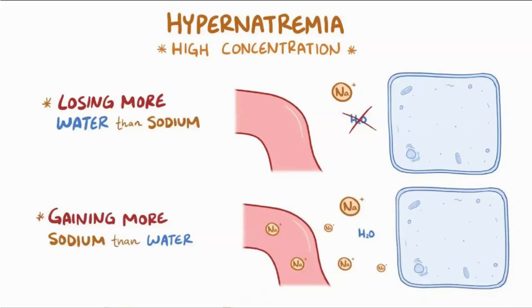So hypernatremia is less common than hyponatremia because patients are protected against it by thirst and the release of antidiuretic hormone. So alert patients with an intact thirst mechanism and the ability to obtain and drink water seldom develop hypernatremia in the absence of another medical condition.